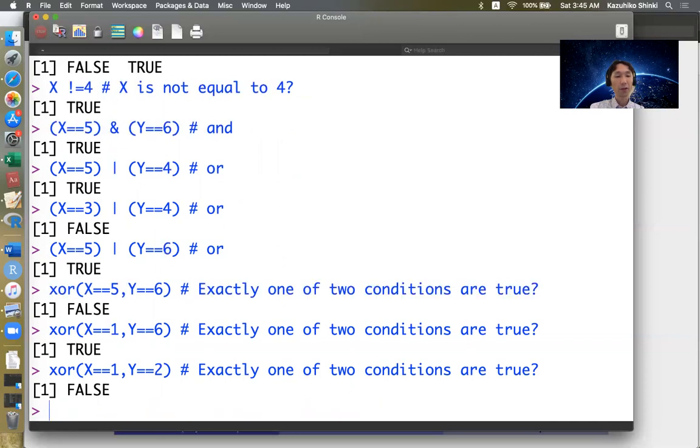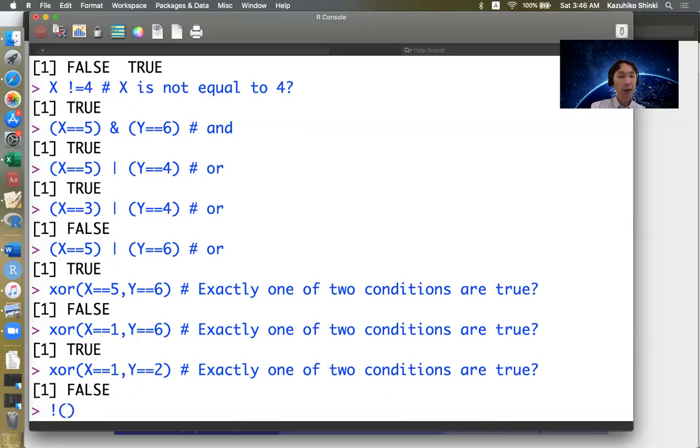And both are false, of course, it's false. And next, not. So remember that X exclamation equal 4. This is the logical operation to judge whether or not X is not equal to 4. So the same thing here.